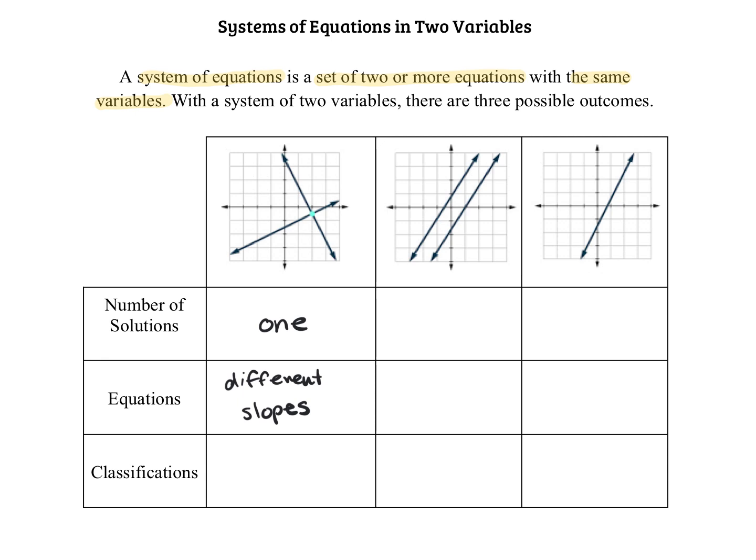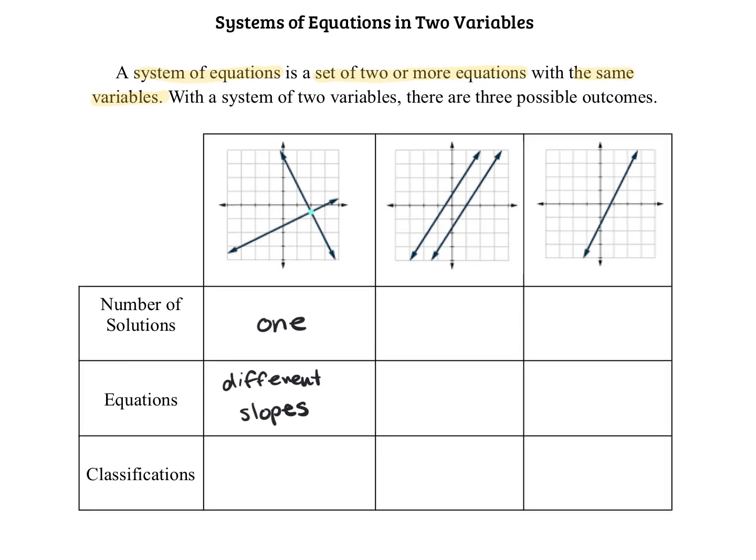So in terms of classifications, here's just a little bit of terminology. For a system like this with that one solution, we would call this consistent. Consistent just means that a solution exists, and then we would also classify this as an independent system, meaning that there is exactly one solution.